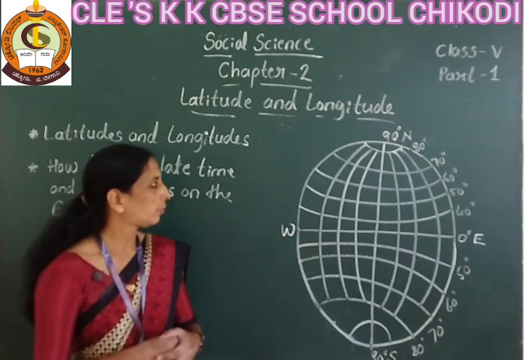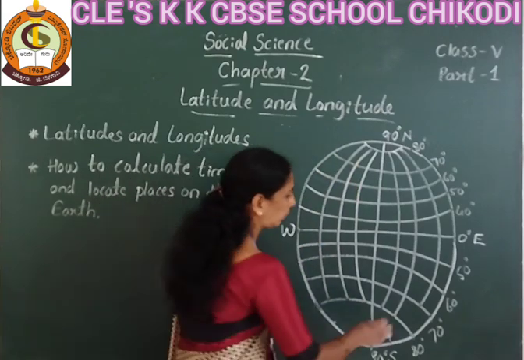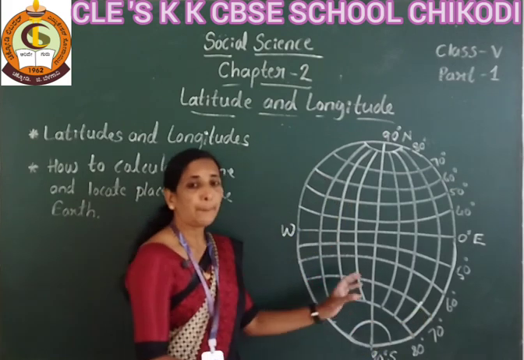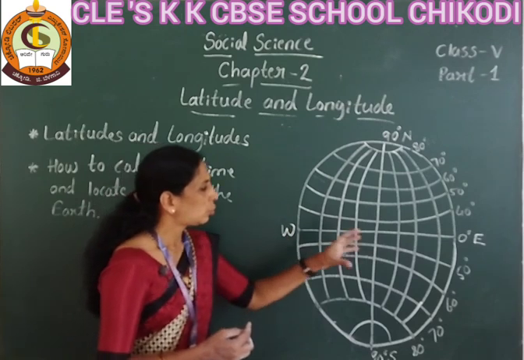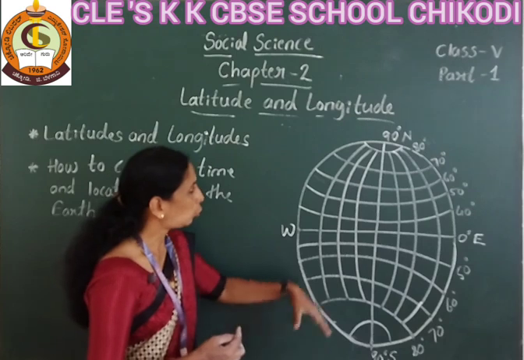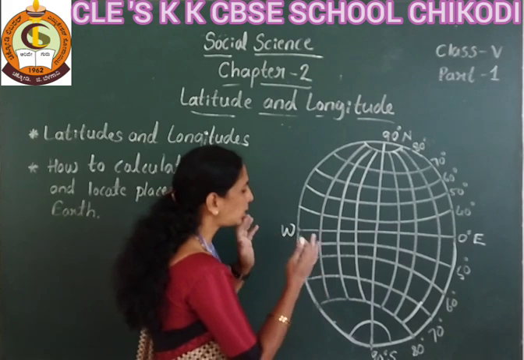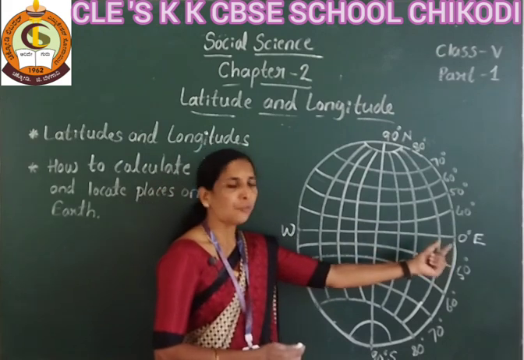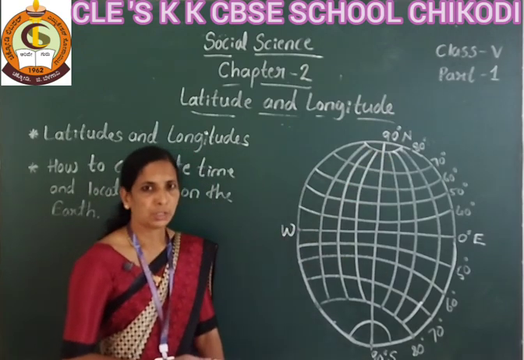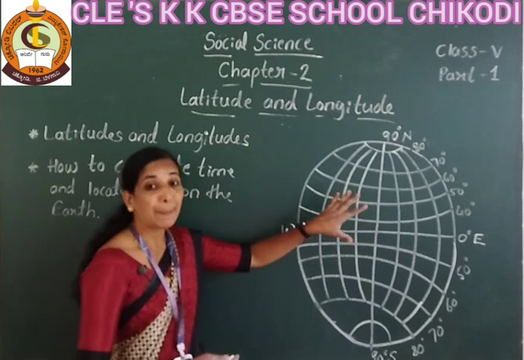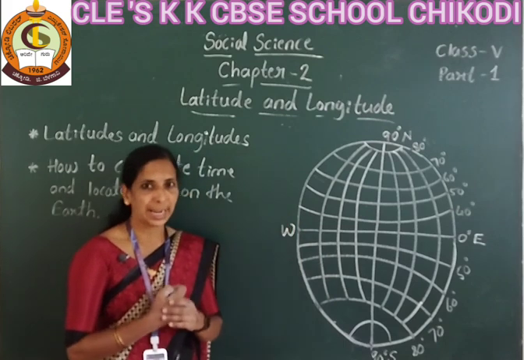See students, we can see here a number of lines that run from east to west and north to south. These lines run in the direction of east to west and north to south. So these are imaginary lines.